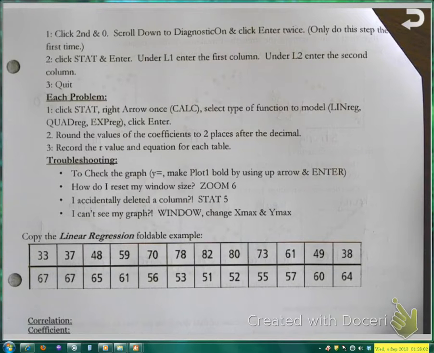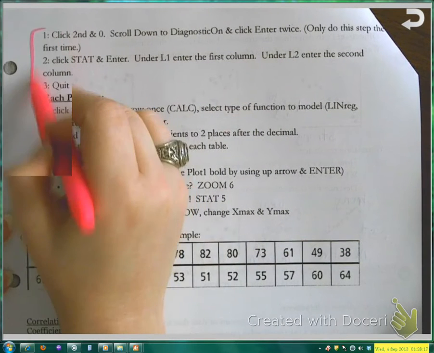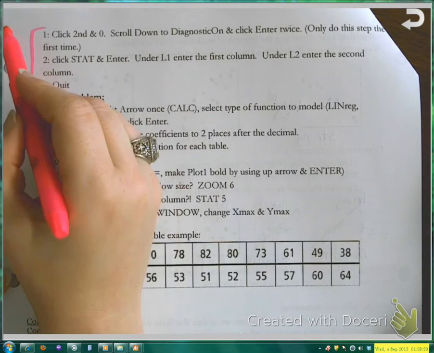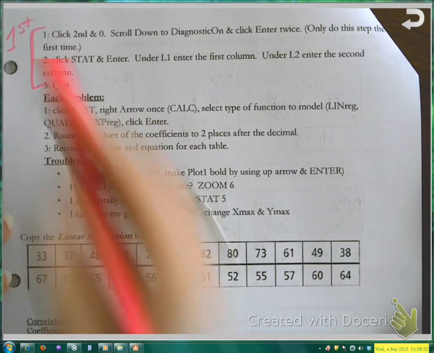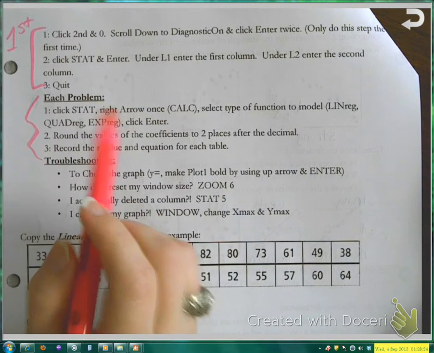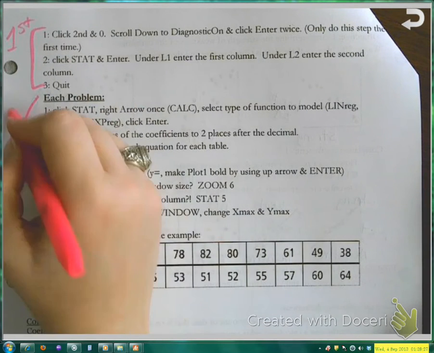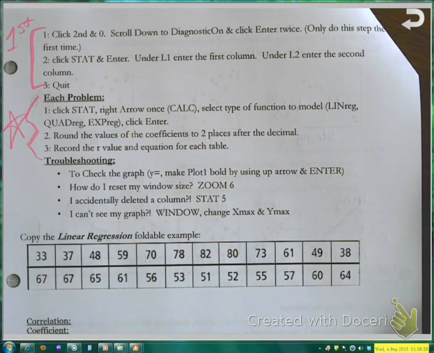Okay, let's look at a linear regression for our curve fitting or modeling. In this case, the first thing we need to do is copy down our calculator directions, which are identified at the top here. You'll notice the first three you do only once, the first time you use the calculator, and then this we're going to do for every single problem. Those are the main steps, and then we have some troubleshooting. If you don't have those, you will want to make sure you do. If you did your foldable in class, then you should have those already.